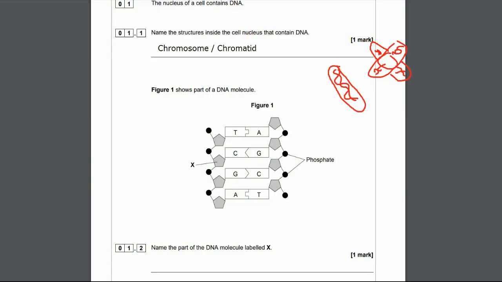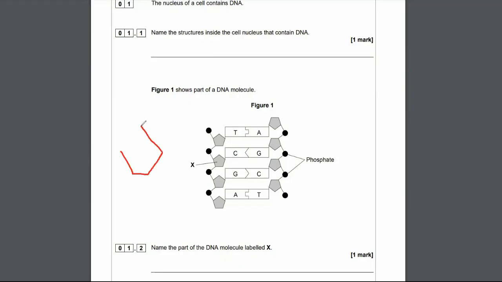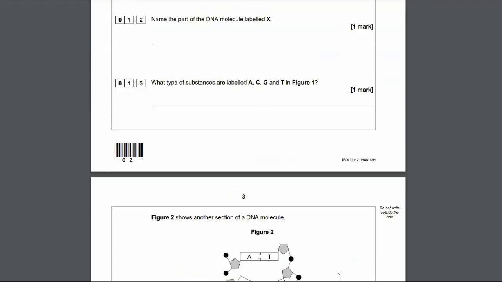All right, figure one shows part of a DNA molecule. Name the part of the DNA molecule labeled X. So what is X? Well, X is this kind of pentagon, five-sided shape. And X represents a sugar, specifically a pentose sugar. So you can get the mark for saying it's a sugar, you can get the mark for saying it's pentose, or you can get the mark for calling it deoxyribose. You're not allowed to call it ribose. That's only found in RNA, and this is a DNA molecule. So it's either a pentose, a sugar, or a deoxyribose. Right, let's look at the next question.